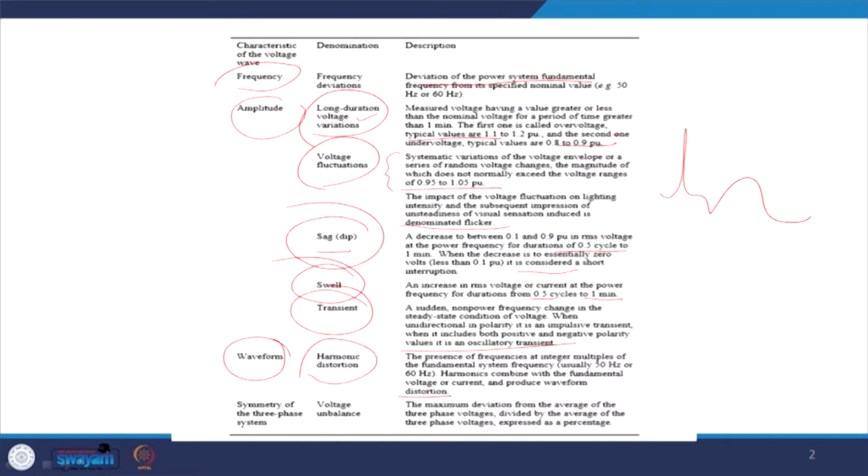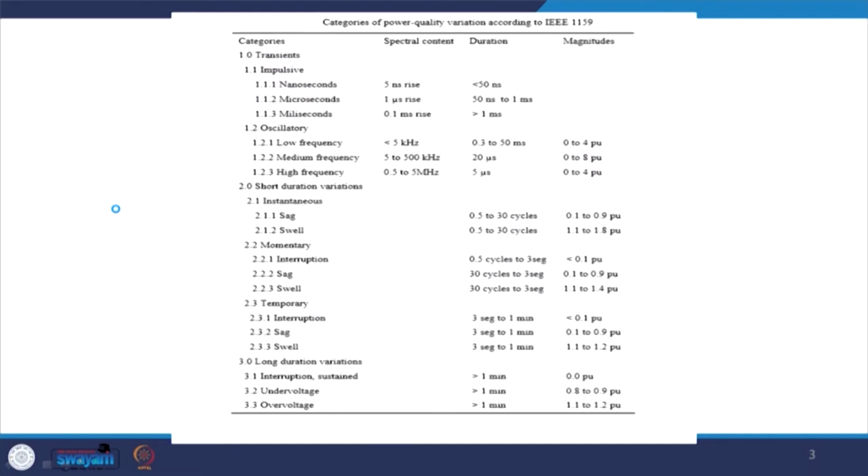Similarly, symmetry of the 3 phase, that is basically unbalanced voltage, is the maximum deviation from the average of the 3 phase voltages divided by the average of the 3 phase voltages, expressed as a percentage. So, that also comes under the power quality purview. These are all things we require to mitigate. Once they come, we require to mitigate, and we have a few more details.